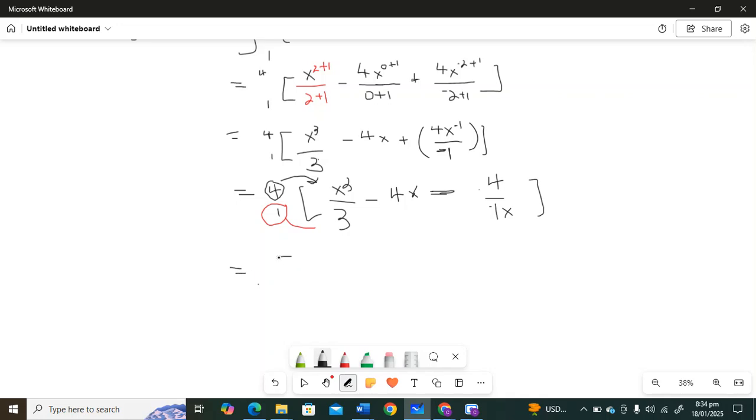So first we start with substituting 4. So this x to the power 3 becomes 4 to the power 3 over 3 minus 4. This x will substitute to another 4, minus 4 over 1 times 4.